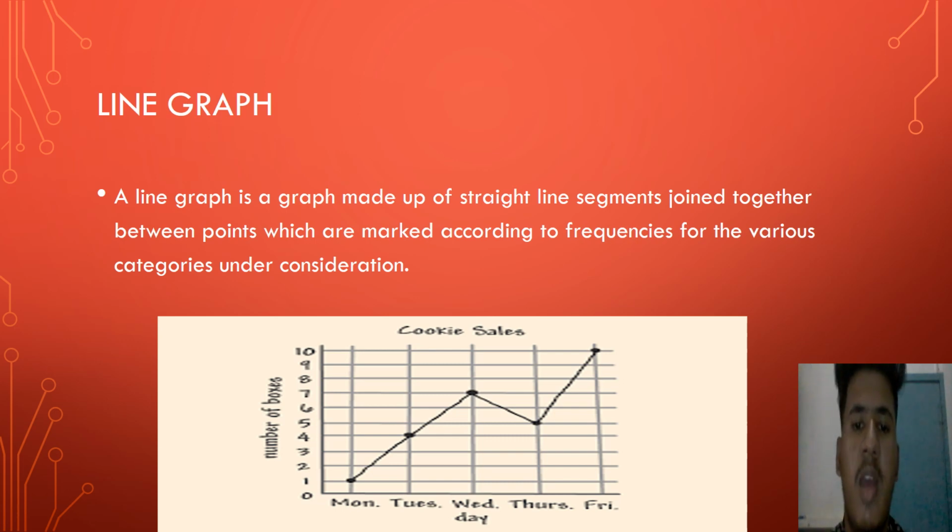As you can see, on the y-axis we have number of boxes, and it's a cookie sale. On Monday we have 1 box of cookies sold. Tuesday 4 boxes. Wednesday we have 7 boxes. Thursday we have 5 boxes, while Friday we have the highest at 10 boxes sold.